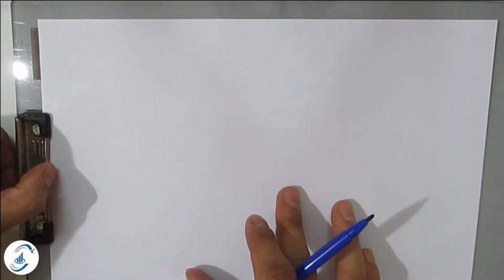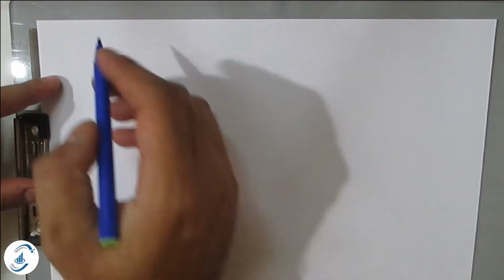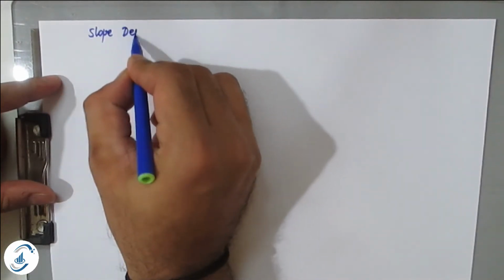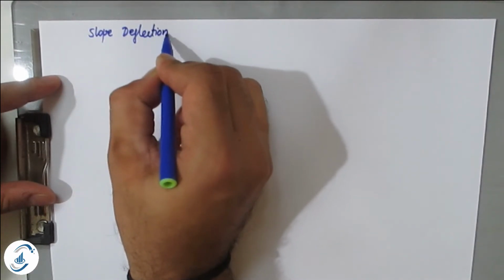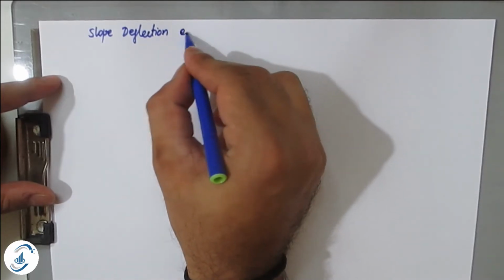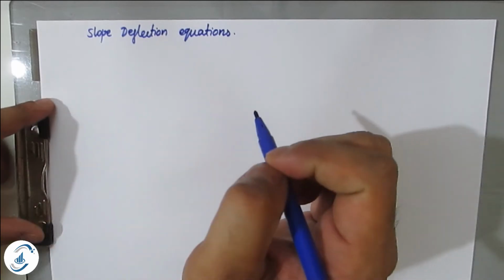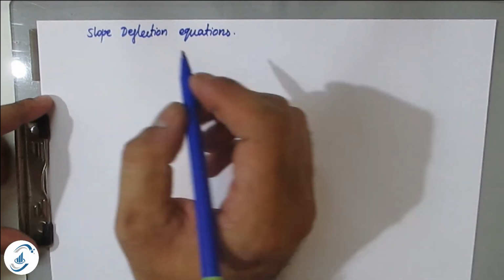Now once you convert the EI value, then we have to go for slope deflection equations. In detail we have seen the slope deflection equations in the previous videos, so directly I'll write down.